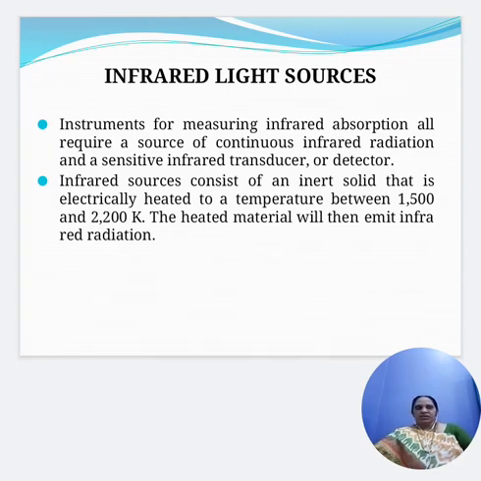Infrared light sources. There is a wide variety of infrared light sources. Instruments for measuring infrared absorption all require a source of continuous infrared radiation, and a sensitive infrared transducer or detector is used. Infrared sources consist of an inert solid that is electrically heated to a temperature between 1500 degree Kelvin and 2200 degree Kelvin. The heated material will then emit infrared radiation.